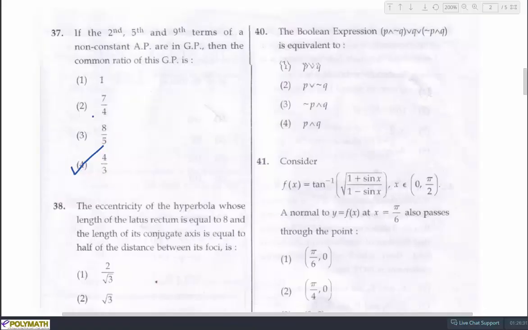In this case, it is P or Q is the option. Now, coming to the next question.